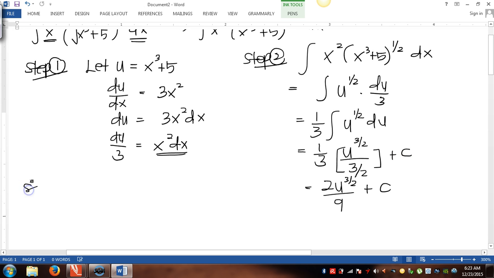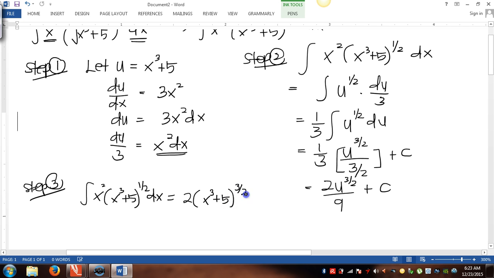Your third step, step number 3, we have to replace it again. This is your answer actually, but it's in terms of u. So the integration of x squared times (x cubed plus 5) to the power of a half dx should be, we assign again u equal to x cubed plus 5, then we get 2 times (x cubed plus 5) to the power of 3 over 2, over 9, plus c. So this is your final solution.